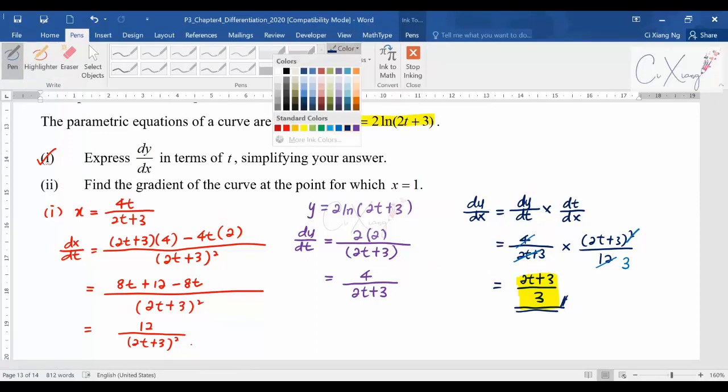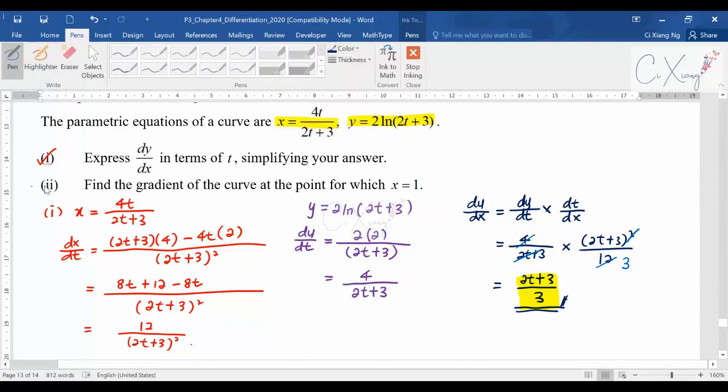Find the gradient of the curve at the point for which x equals 1. Okay, so here they said when x equals 1, what is the gradient of the curve? The gradient of the curve means dy/dx. So they want to know the dy/dx value when x equals 1. Okay, so how can we do that?